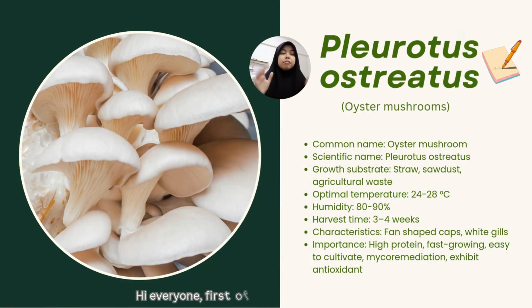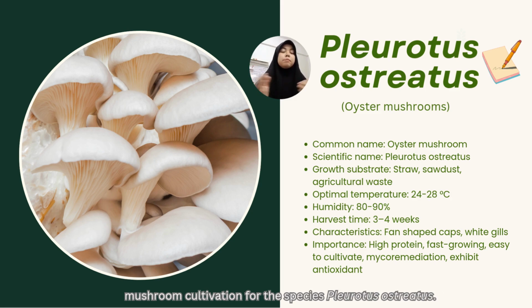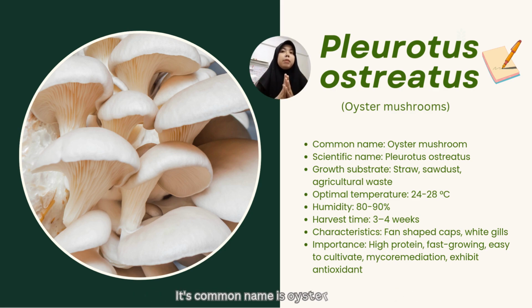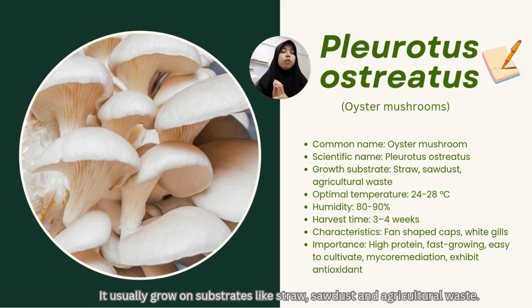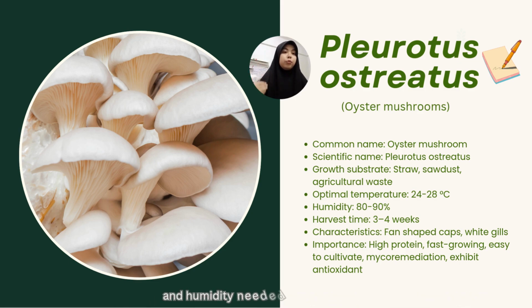Hi everyone, first of all, I would like to explain about mushroom cultivation for the species of Pleurotus ostreatus. Its common name is oyster mushroom. It's usually grown on substrate like straw, sawdust and agricultural waste. Its optimum temperature to grow is between 24 to 28 degrees and the humidity needed is between 80 to 90%.